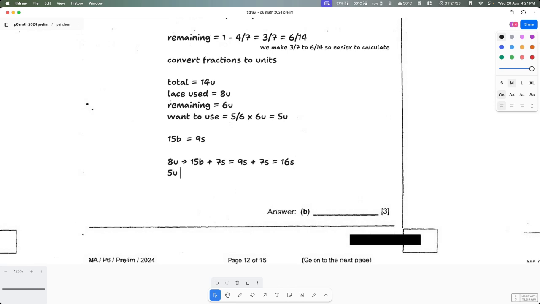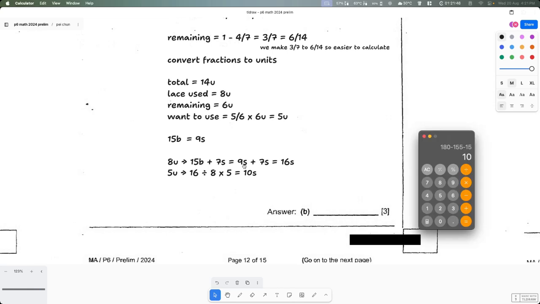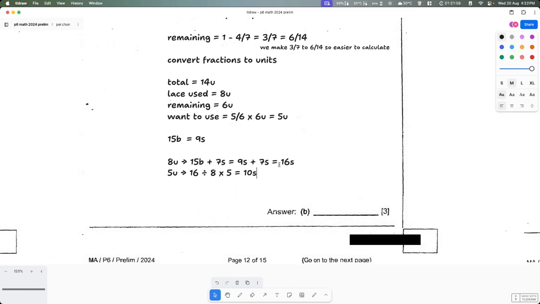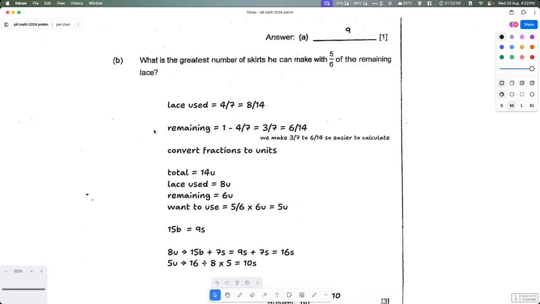So 5 units equal to, so we divide by 8. So 16 divided by 8 times 5. This will give 10 skirts, if I'm not wrong. Let's double check. So yeah, 16 divided by 8 times 5 is equal to 10 skirts. So therefore the answer is 10 skirts. There you go. That's the answer. 10 skirts. Okay, let's move on to the next question.